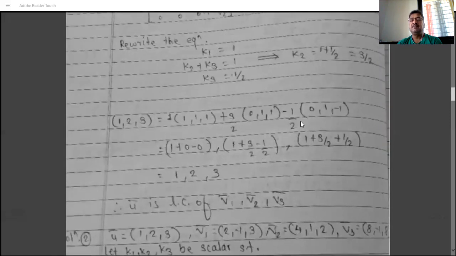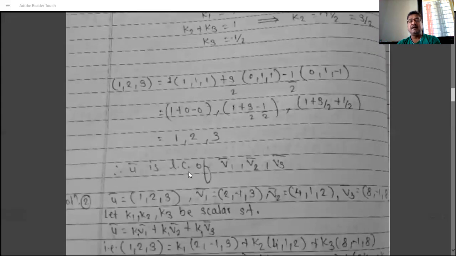We have the values of k1, k2, k3, and therefore u bar is a linear combination of v1, v2, v3. If we do not have the values of k1, k2, k3, then we say u bar is not a linear combination of v1, v2, v3. So don't write these two steps. In order to tally that this is correct, we write these two steps: multiply by 1, multiply by 3/2, multiply by minus 1/2, and then the addition and subtraction gives again the same answer (1, 2, 3).